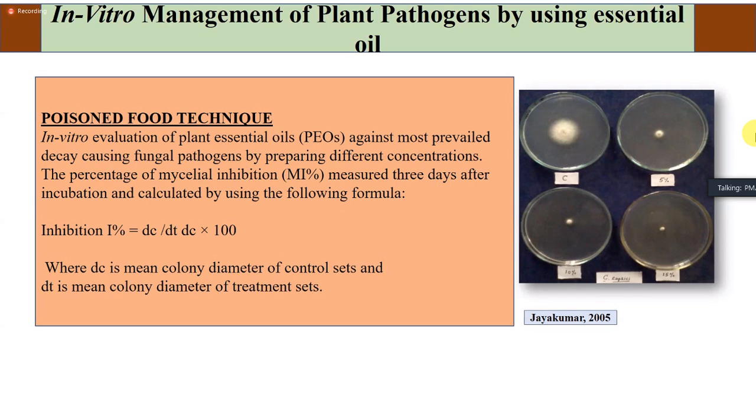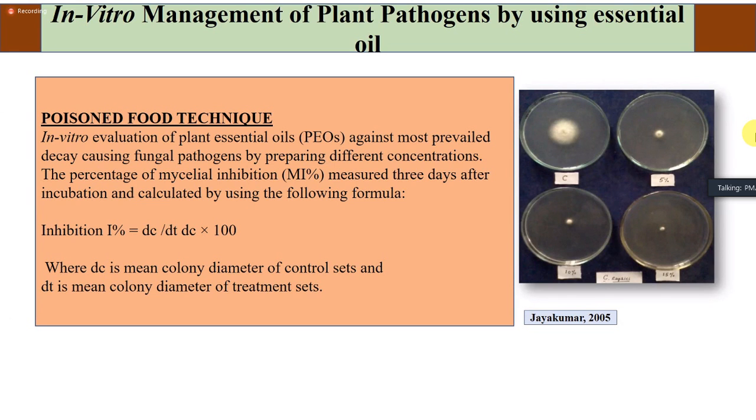It will depend on what you want to use and how you want to use it. So it depends upon the condition, which method you use, which host you use, and what you use it with. The percentage of mycelial inhibition, MI percentage, is measured 3 days after the incubation, and it is calculated using the following formula: DC, the diameter of the colony, divided by DT, multiplied by DC. This is a specific formula.